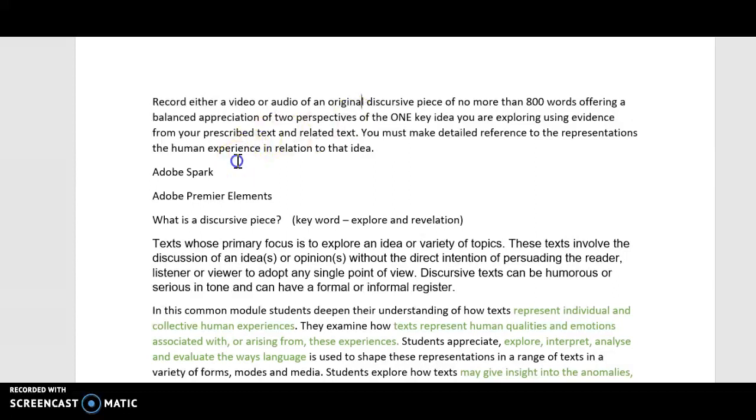Otherwise, through your Department of Education account, you have free access to Adobe Spark and Adobe Premiere Elements. Adobe Spark is very easy to use. When I myself learned how to use it to teach my extension students how to use it, and in teaching myself how to use it and making a video for them to see, it took me less than 30 minutes from literally downloading it to learning it to creating a video and giving the video back to them. It's very easy to use.